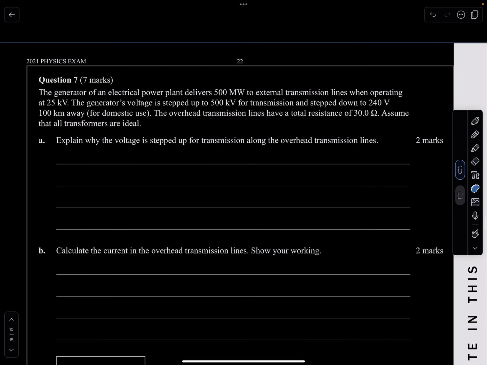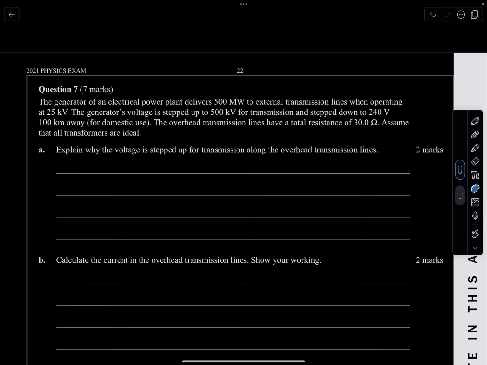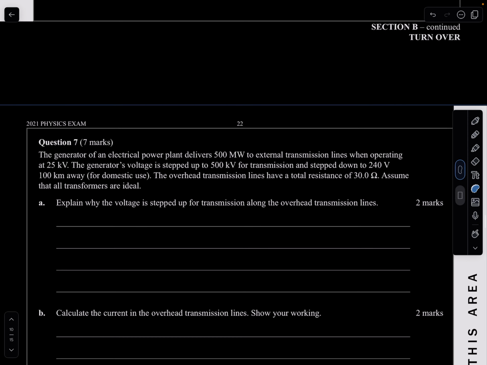Beautiful. Question 7. The generator of an electrical power plant delivers 500 megawatts to external transmission lines operating at 500 kilovolts. I just want to draw a diagram. This looks like an AC generator, so let me draw a diagram. A generator is producing 500 megawatts of power at 25 kilovolts. The generator's voltage is stepped up to 500 kilovolts for transmission.